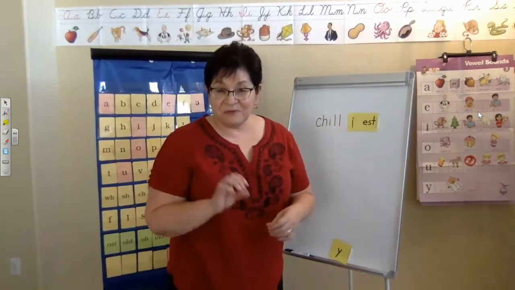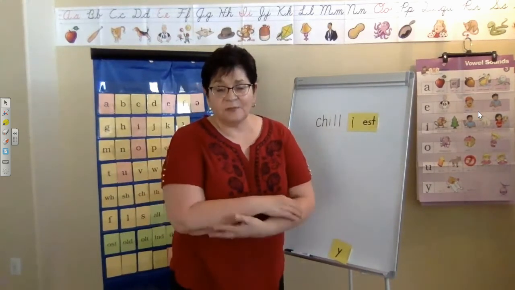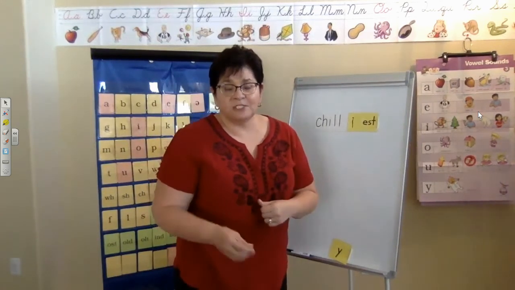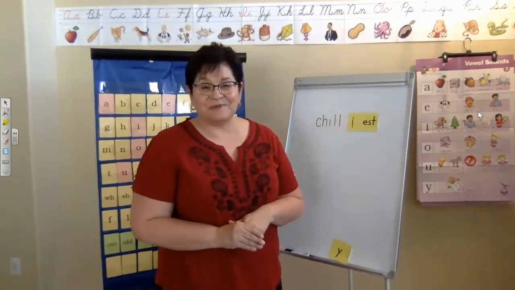So remember, we use est when we're comparing three things. So you might have a friend that is a little bit cold. The next one might be chillier. And then you might be chilly, chillier, chilliest, if you are the coldest one there.